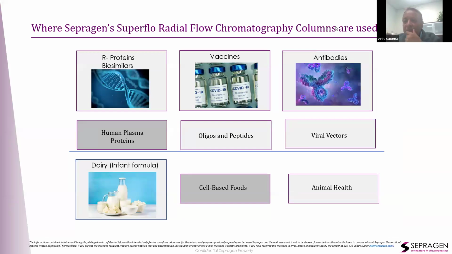So that gives you a visual of the radial flow column. We've got videos demonstrating packing of those columns, running of those columns with automated systems and the like. But with that said, I wanted to move on.